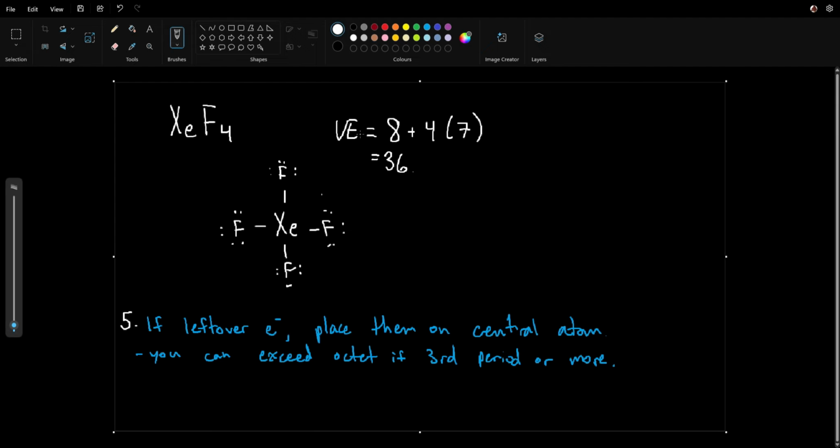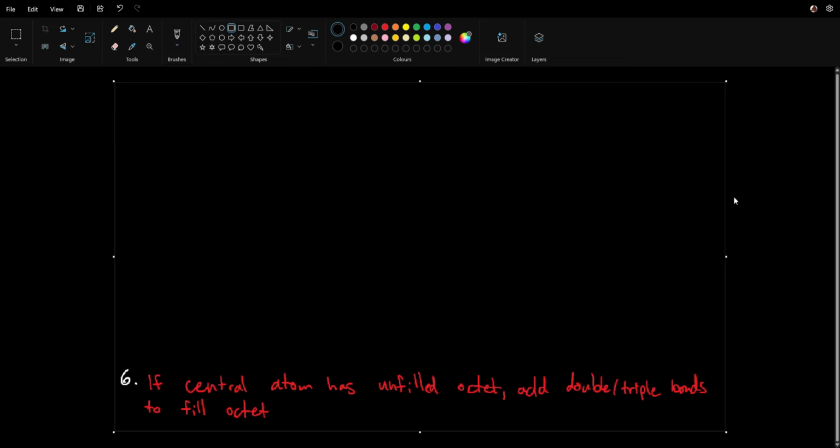Right, but then if we count this up, we have 8 here, 8, 8, 8. We have a total of 32. We have 4 electrons that we haven't accounted for in this drawing. So we need to take the xenon, which is our central atom, and we need to add 4 more electrons onto it.